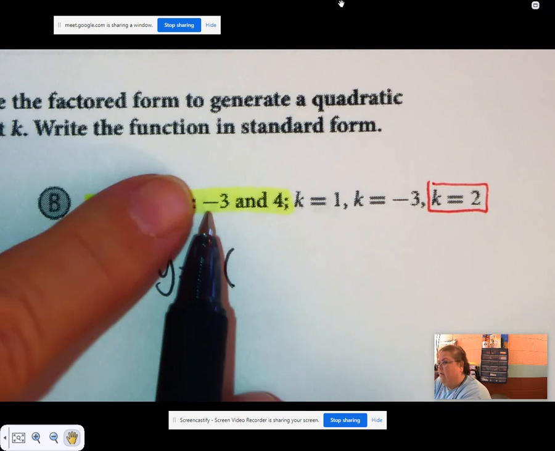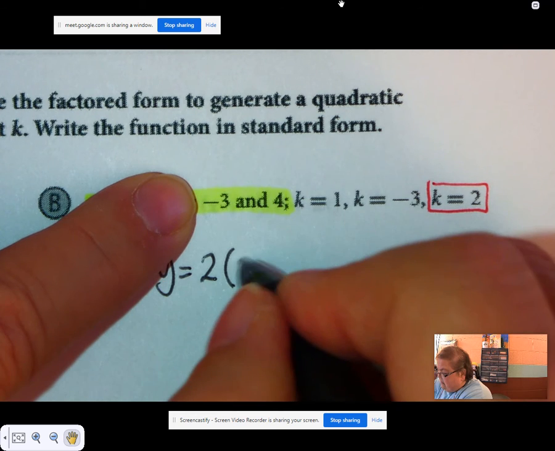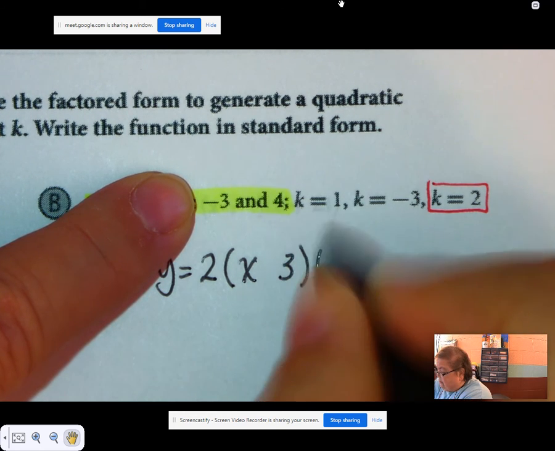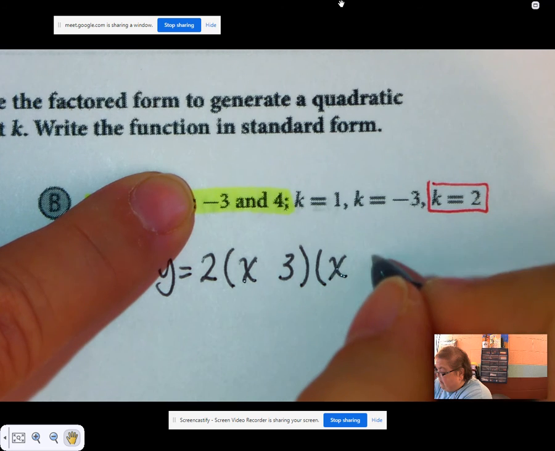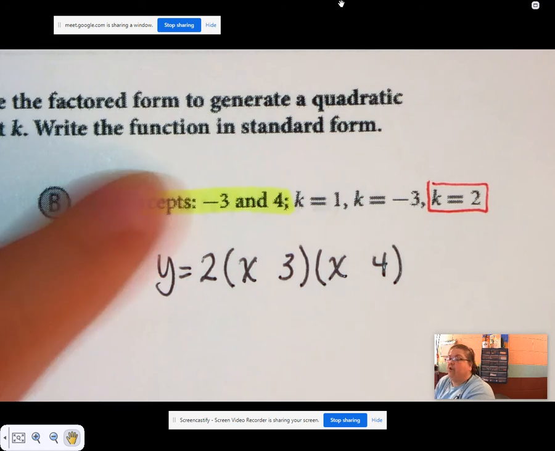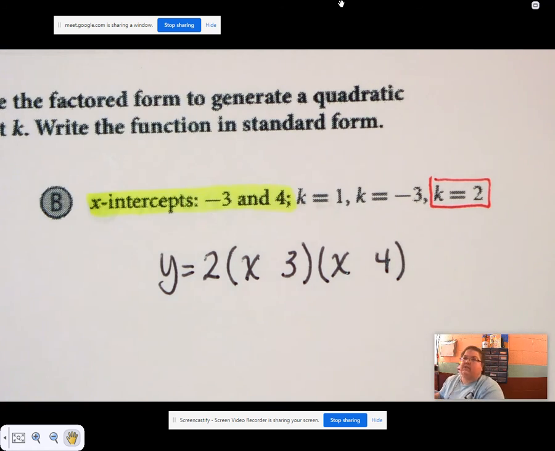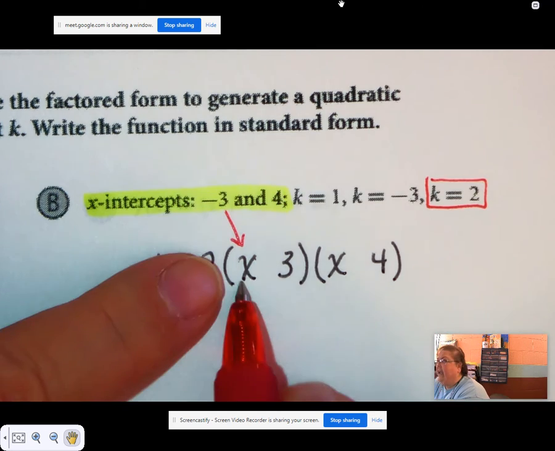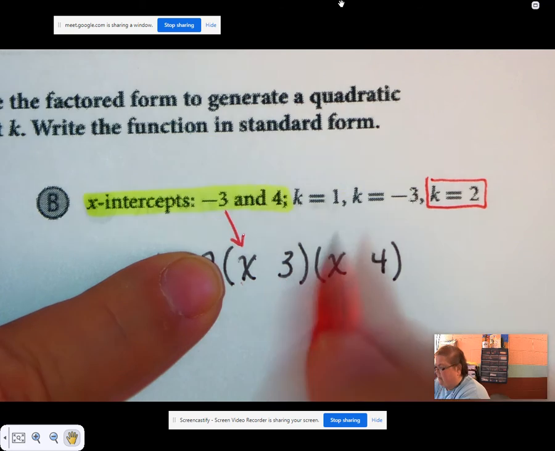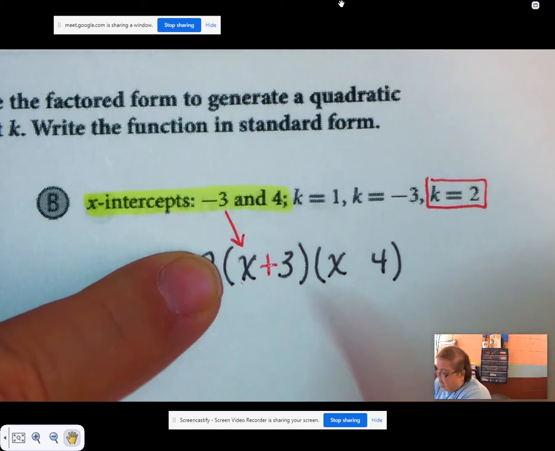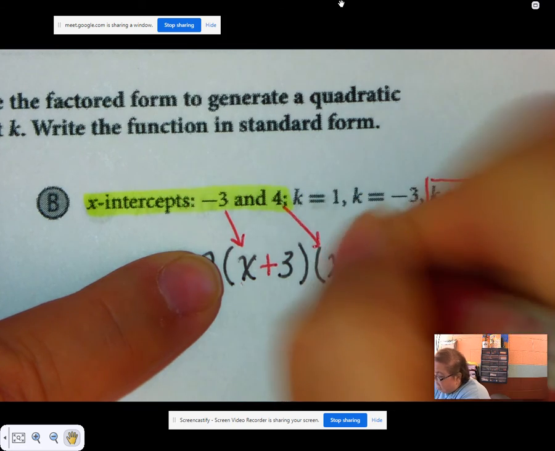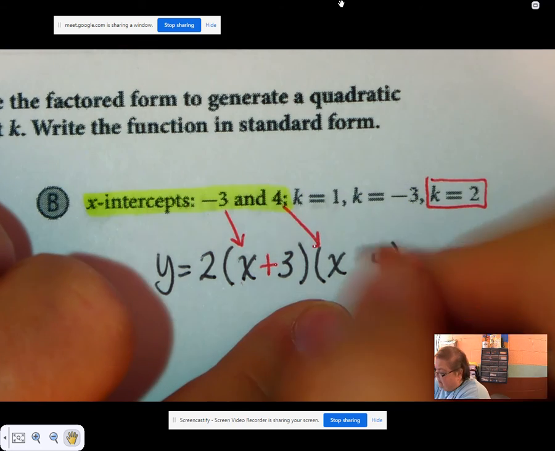Okay. Now, x and 3, remember we're just writing the numbers, x and 4. And then we're going to determine what sign goes inside. Okay. So this is -3. What do I need this one to be? +3. This is 4. What do I need this to be?